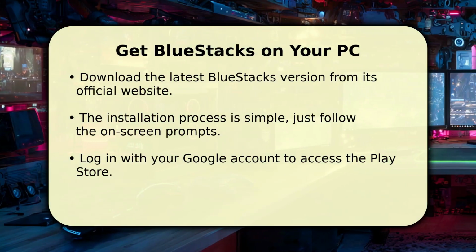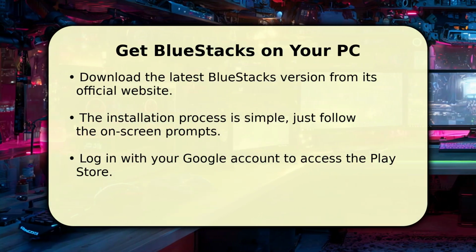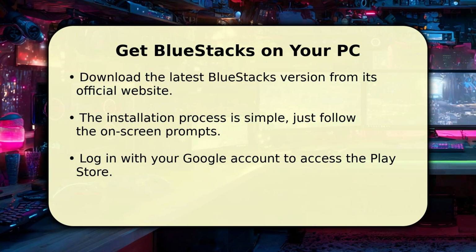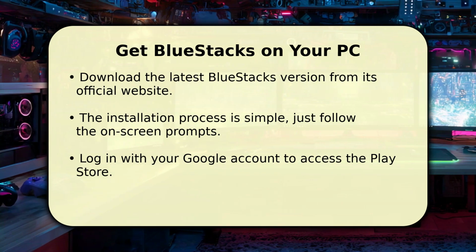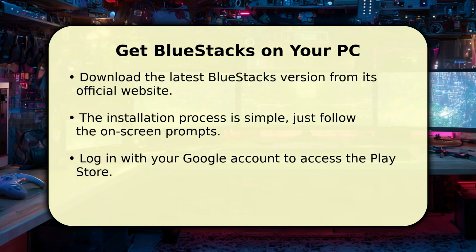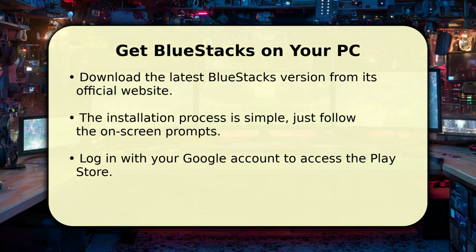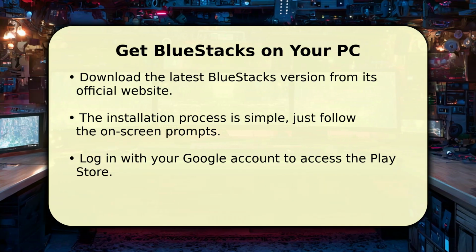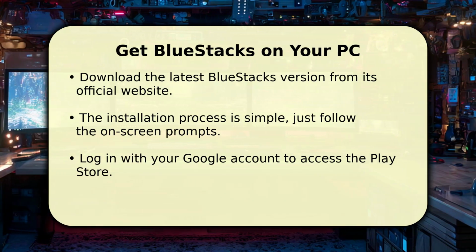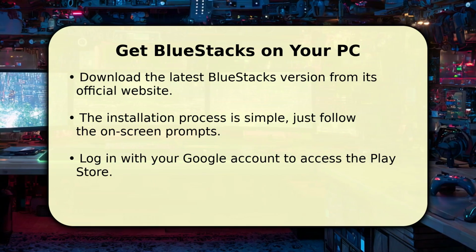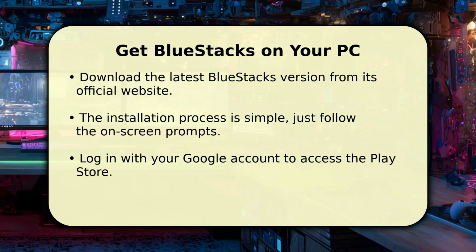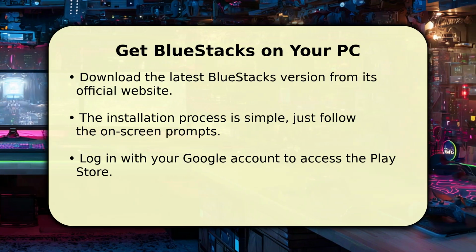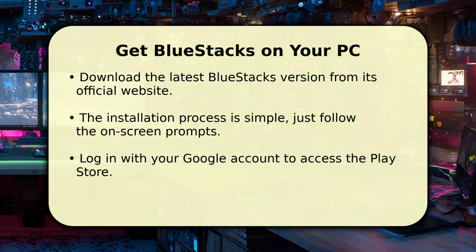First things first, head over to the official BlueStacks website to download the latest version. The installation process is just like any other software on your PC. Simply follow the easy on-screen prompts. Once installed, you will need to log in with your Google account. This step is crucial because it connects your emulator to the Google Play Store, letting you access all your favorite apps and games, including Clash of Clans.